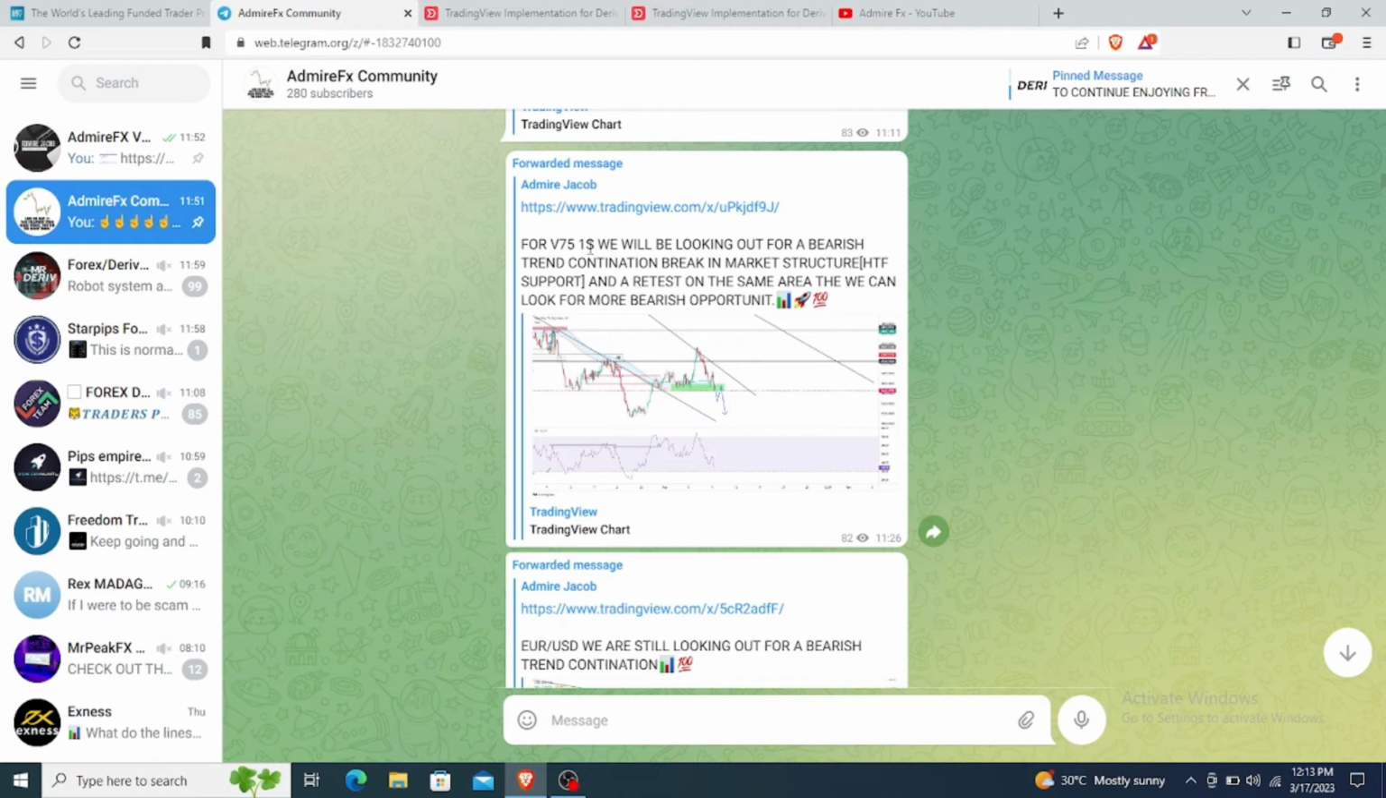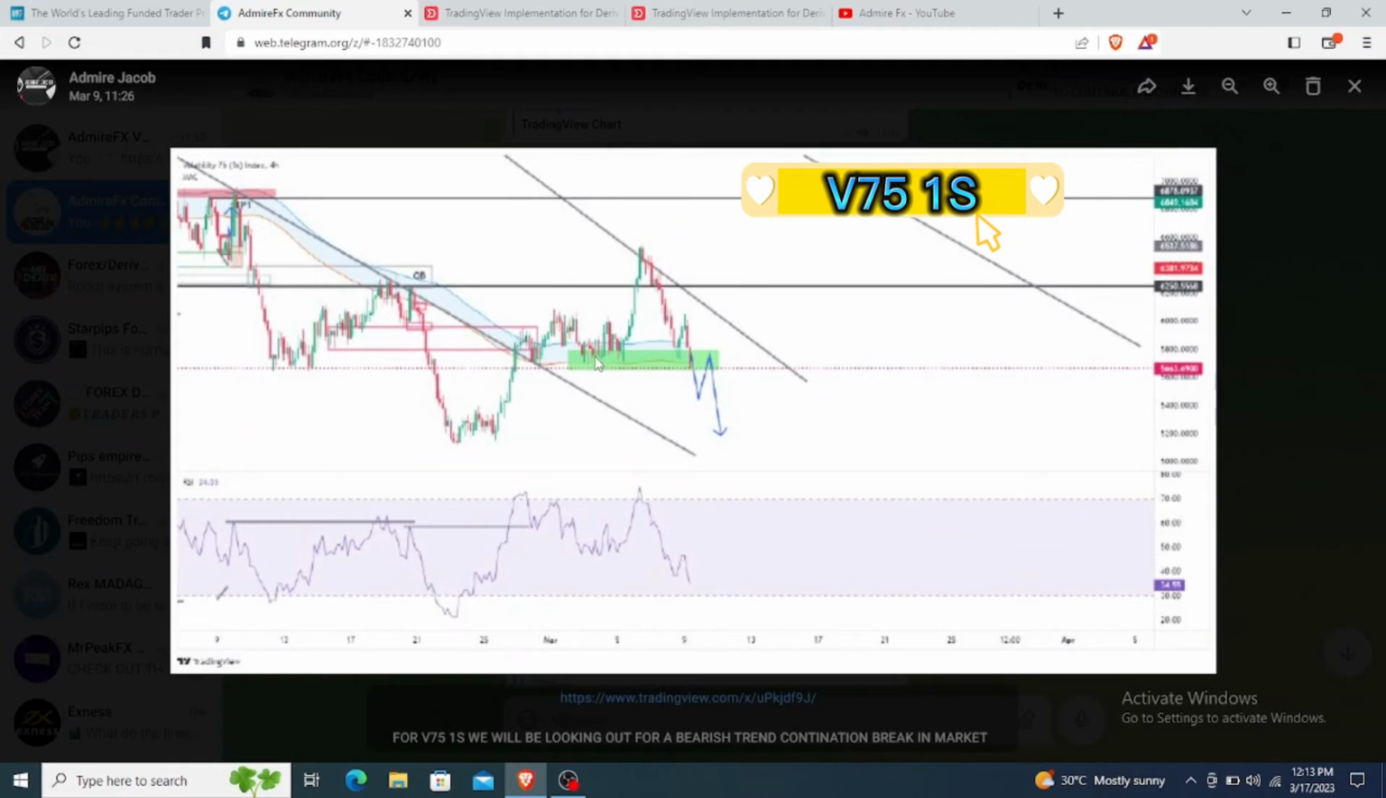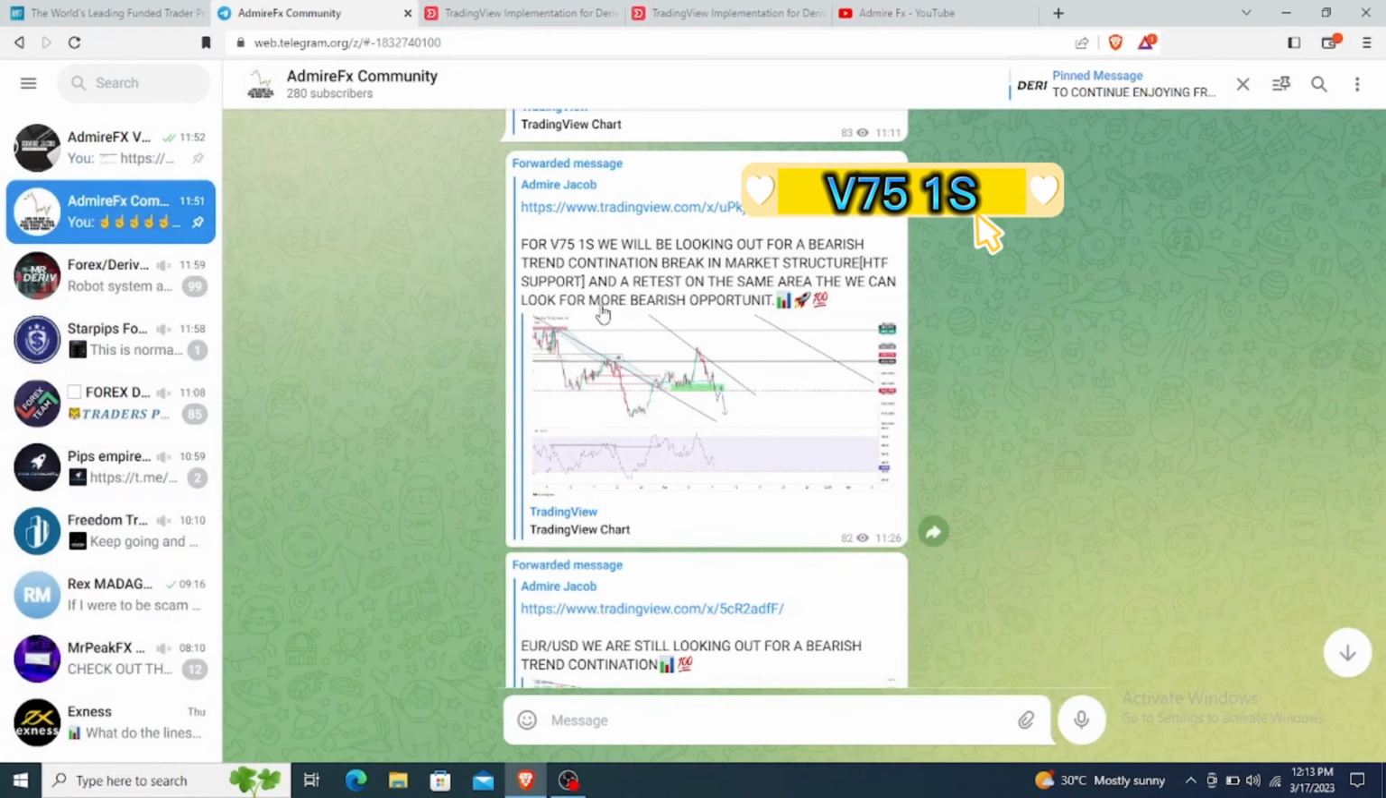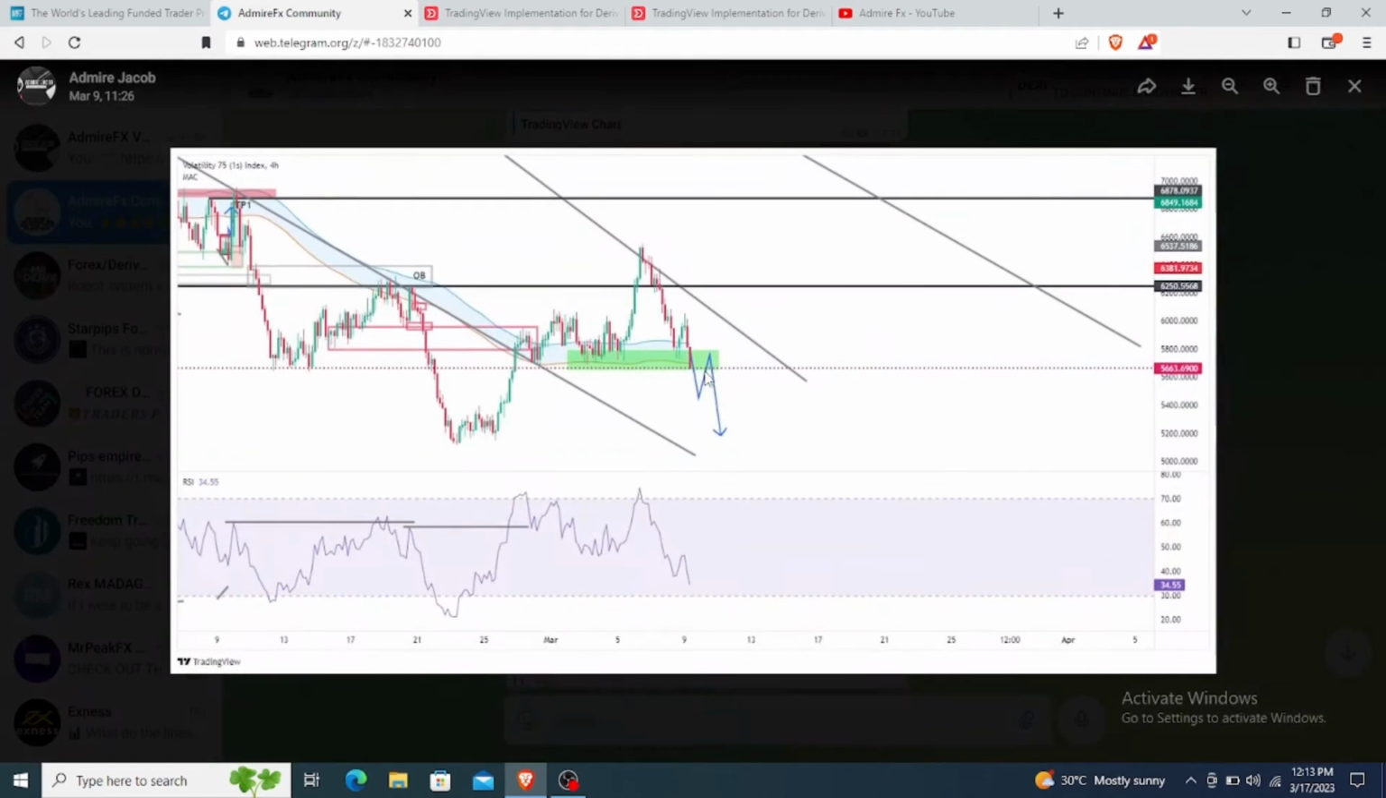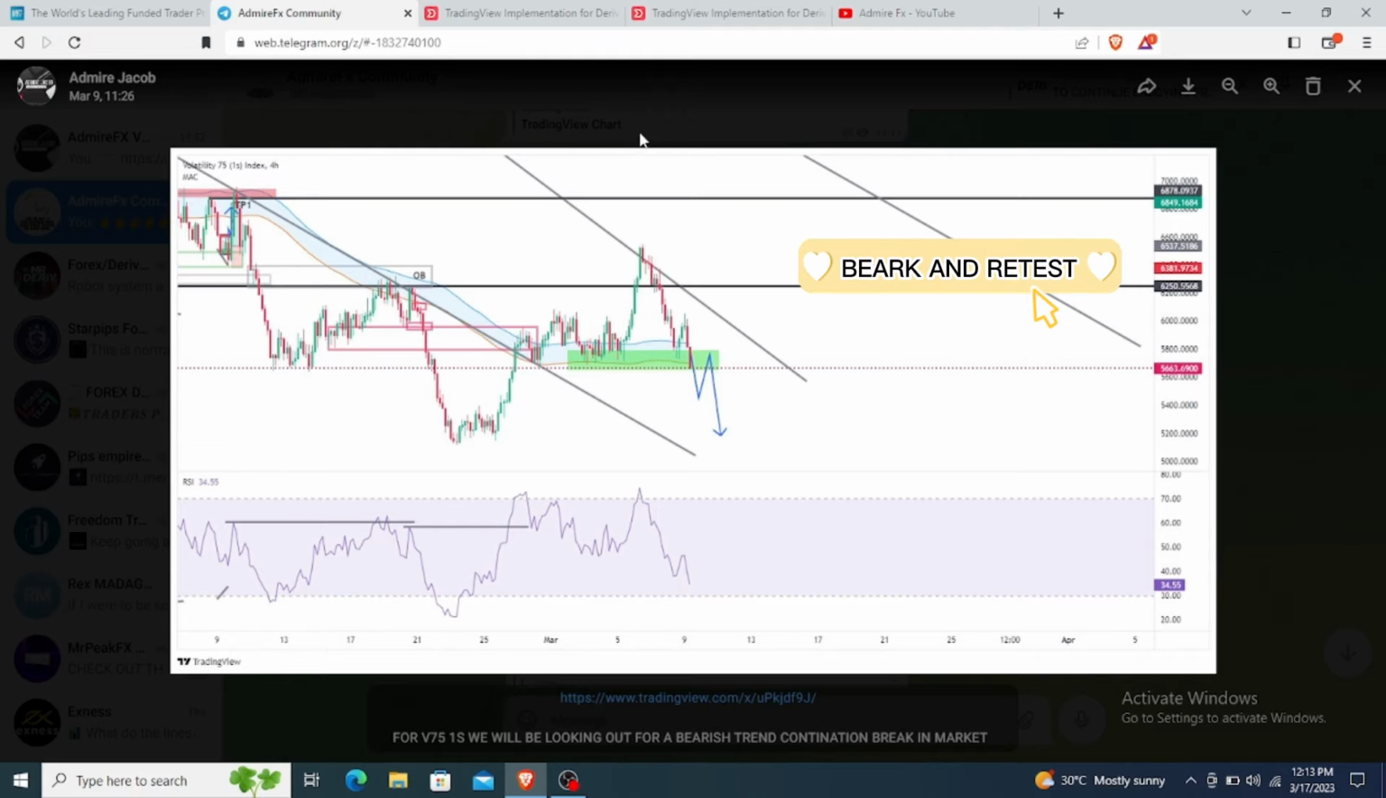For V75 1s, we were looking out for bearish continuation, breaking market structure on the higher time frame. As at then, price wasn't able to break this structure. Price was still trying to break out of this structure. So hence why we said we're looking for a break of market structure on the higher time frame and a retest on the same area. Then we can look for bearish sell opportunities. So with this blue arrow, all we needed was a breakout and a retest on this zone, and we traded the sells to the downside.